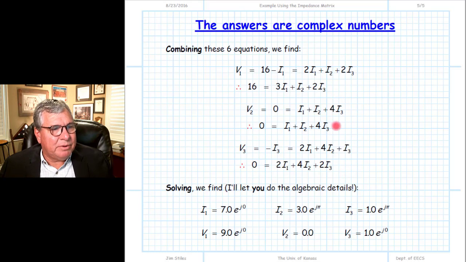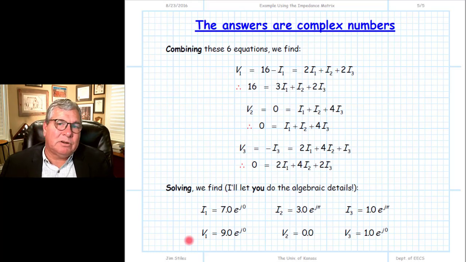So now we have 3 equations that involve the 3 unknown currents. We've gotten rid of all of the unknown voltages. Again, there's more algebra to do here: 3 equations, 3 unknowns. I'll skip the algebraic details. Go through and do this for yourself and prove it. And what we find are these results for the complex currents and voltages.